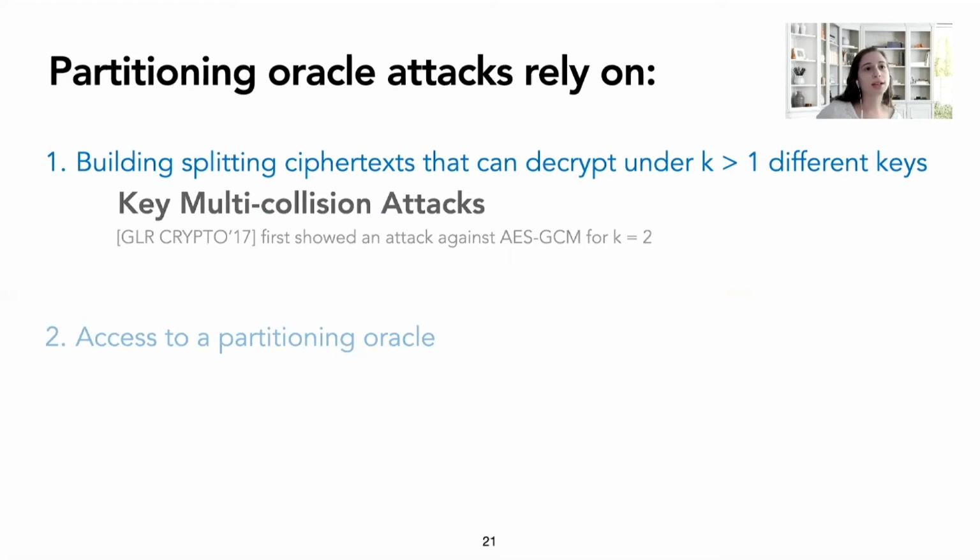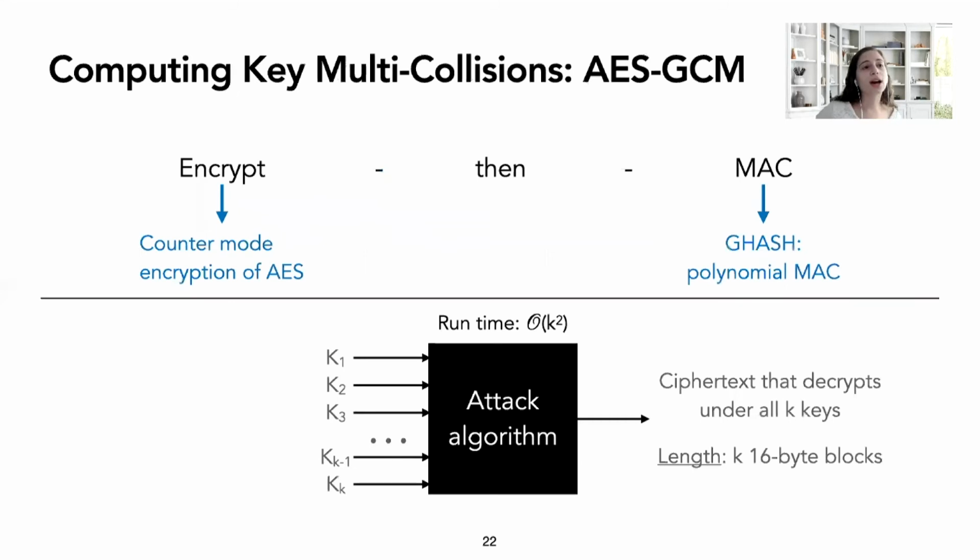GLR first showed an attack against AES-GCM for k equals 2. We'll show how to do this attack for any value of k. To give a high-level overview of AES-GCM, it follows the encrypt-then-MAC paradigm. For encryption, it uses counter-mode encryption of AES, and for its MAC, it uses GHASH, which is a polynomial MAC. Our attack algorithm will take as input k different keys, and it will output a ciphertext that decrypts under all k keys. The length of the ciphertext will be k 16-byte blocks, and the algorithm will run in big O of k squared time.